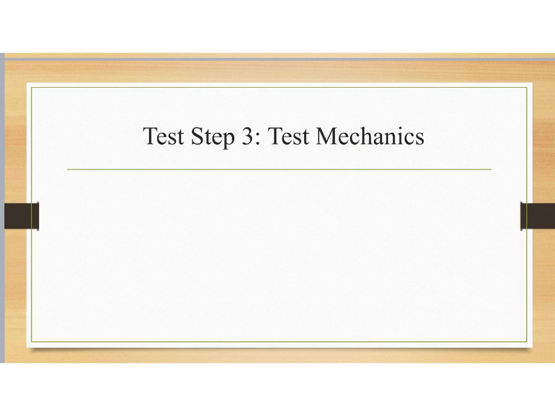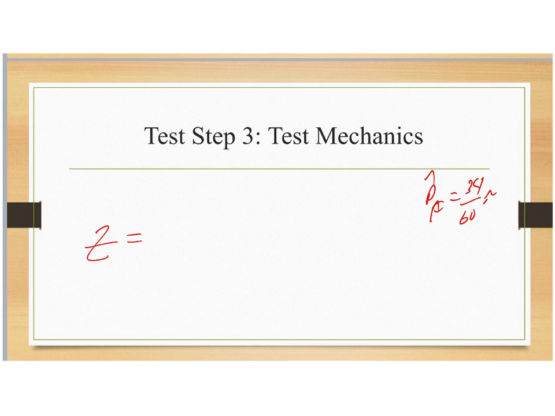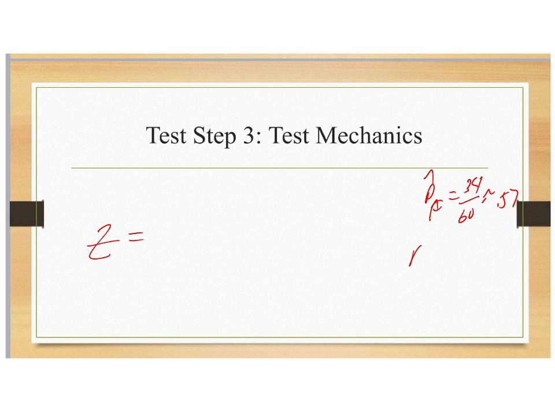So in our case, we had females first, so our Z is the females. Again, I'll just write them over here. P hat sub female was 34 out of 60, which was about 0.57. The males was 19 out of 60, which was about 0.32.